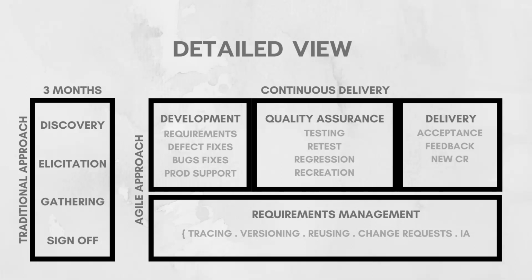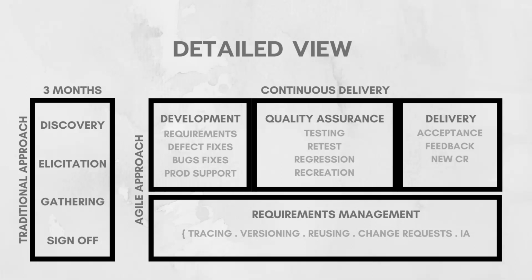When it comes to development, they should be accountable for requirements, defect fixes, bug fixes, production support fixes, data fixes, any such item. When it comes to quality assurance people, they should be accountable for testing, retesting, regression, recreation of bugs, and all those aspects. When it comes to delivery, they should be responsible for acceptance of the user story. If they have some feedback during the sprint demo, that feedback could be translated into newer requirements that could be incorporated during this agile phase.